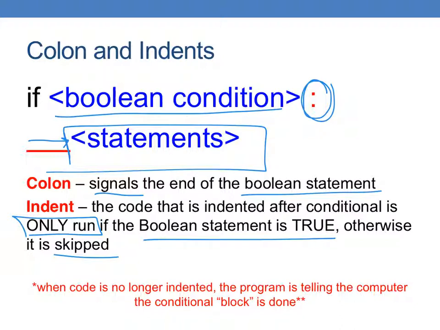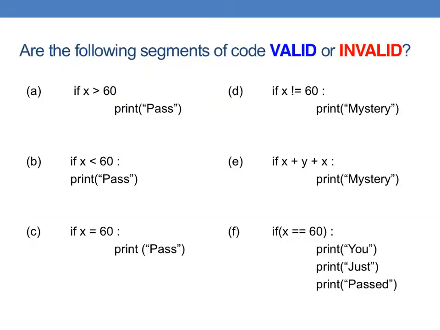And then down here is a key asterisk, and you'll see this as we code together. When the code is no longer indented, when we are no longer indenting statements, that's when your program knows, hey, this if conditional is done, I can now move on and keep running every line of code like I was before.